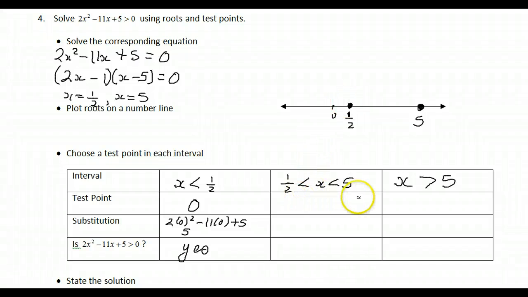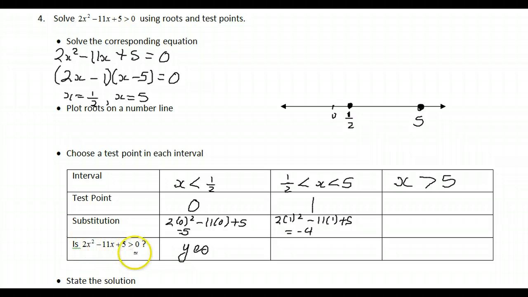How about between 1/2 and 5? So we pick a point. Really, any number between 1/2 and 5 will do. So my test point is going to be, I'm going to go with 1. So 2 times 1 squared minus 11 times 1 plus 5. So this is 2. Minus 11 is negative 9, plus 5 will be negative 4.